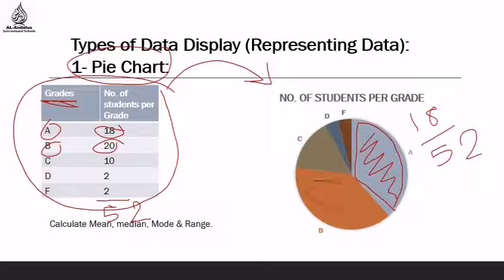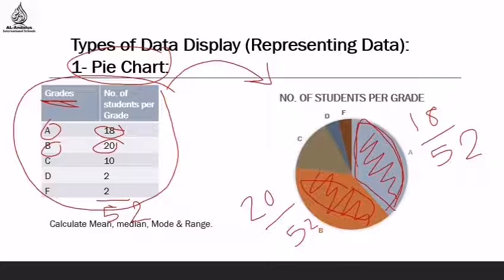In this part B, I'm representing the number of students that got B in their quiz, which is 20 students. So I got 20 students out of 52. That's why the majority of the students, and I can figure this out without any number, I can say that the majority of the students got A and B.